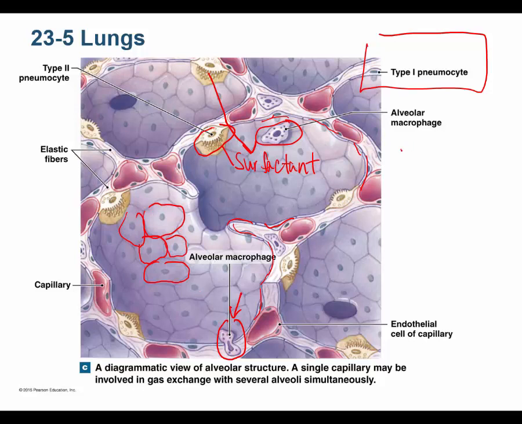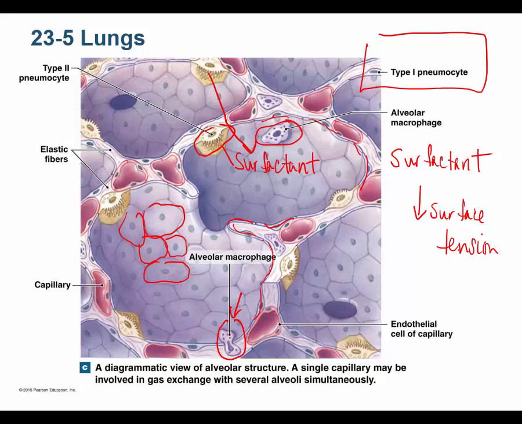All right, so what's surfactant? Surfactant is a detergent, almost like soap, that decreases the surface tension in your alveoli. All right, what's surface tension? Surface tension is why you could float a needle on water, why some insects can walk on water. It's why when you have two microscope slides stuck together with a thin film of water, it's hard to pull apart.